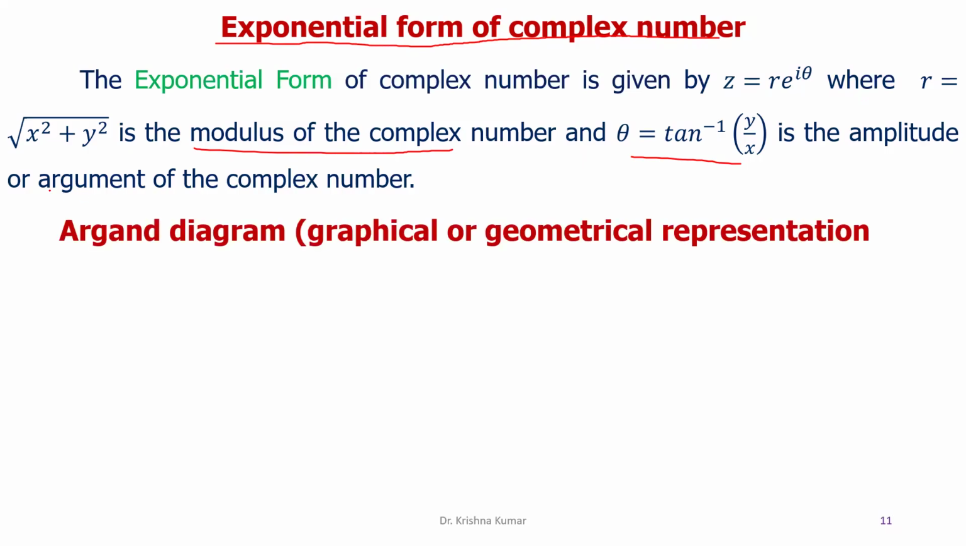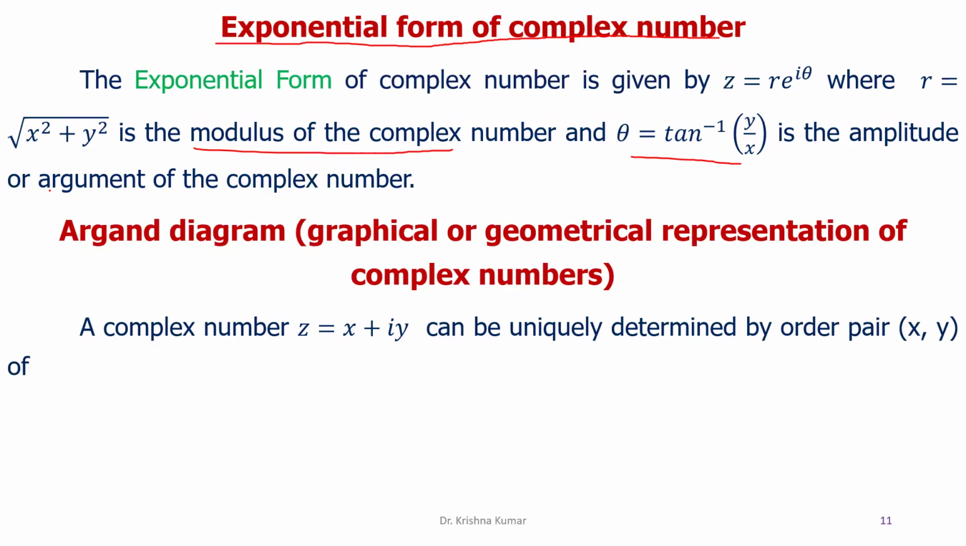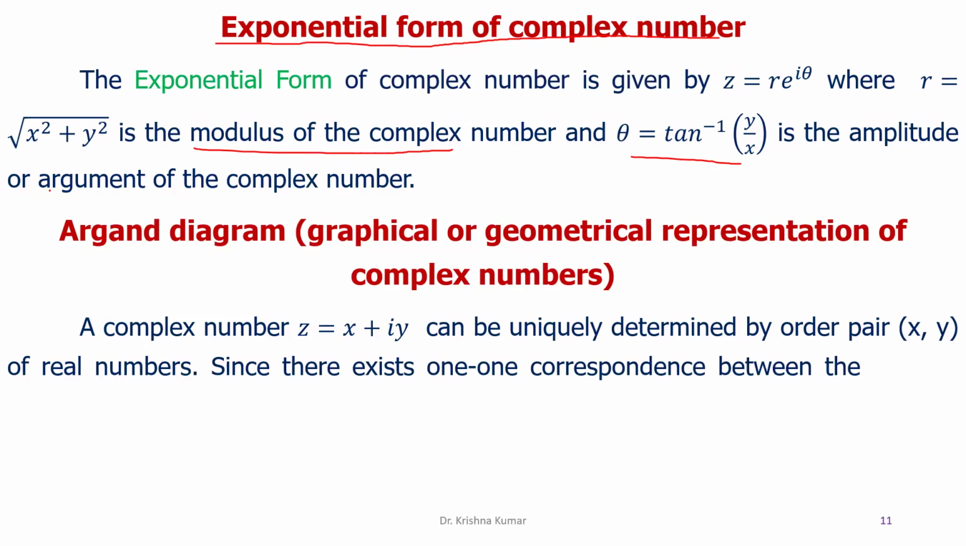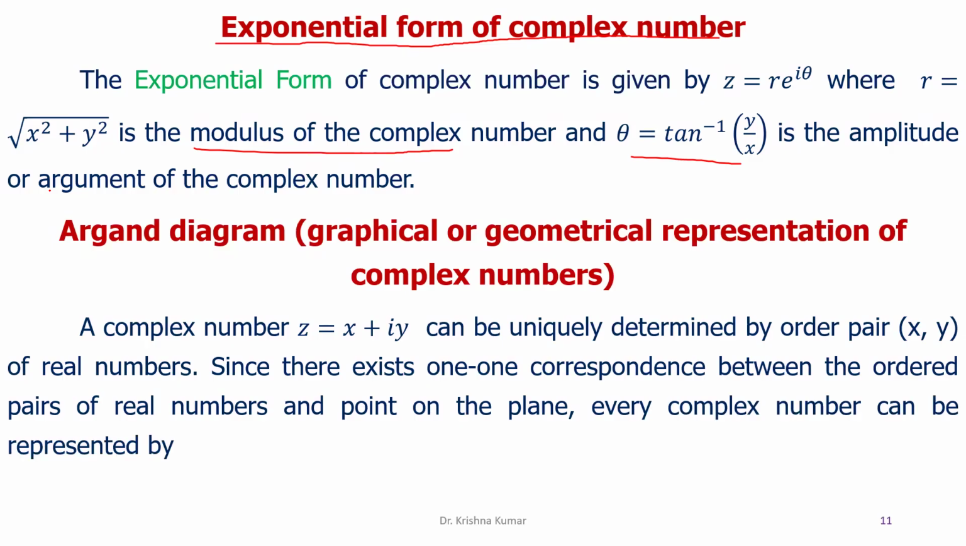Now, Argand diagram is the graphical or geometrical representation of complex number. A complex number z equal to x plus iy can be uniquely determined by an ordered pair x, y of real numbers. Since there exists one-to-one correspondence between the ordered pair of real numbers and points on the plane, every complex number can be represented by a unique point in the Argand diagram.